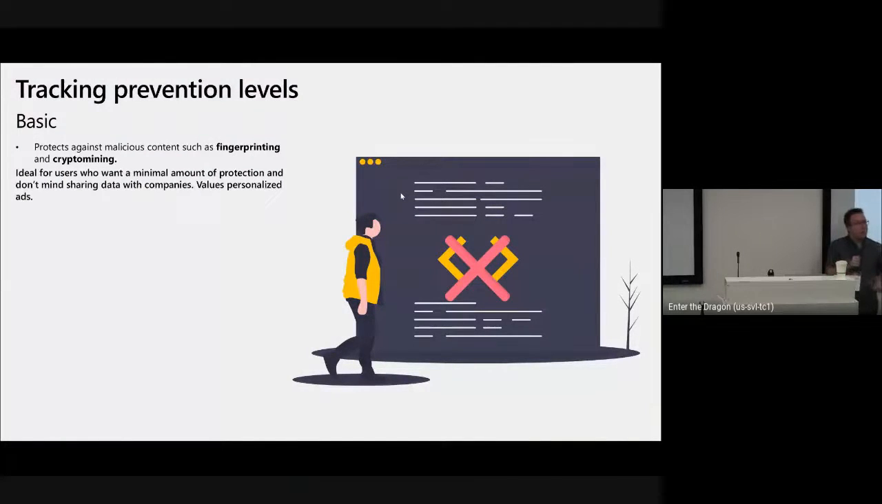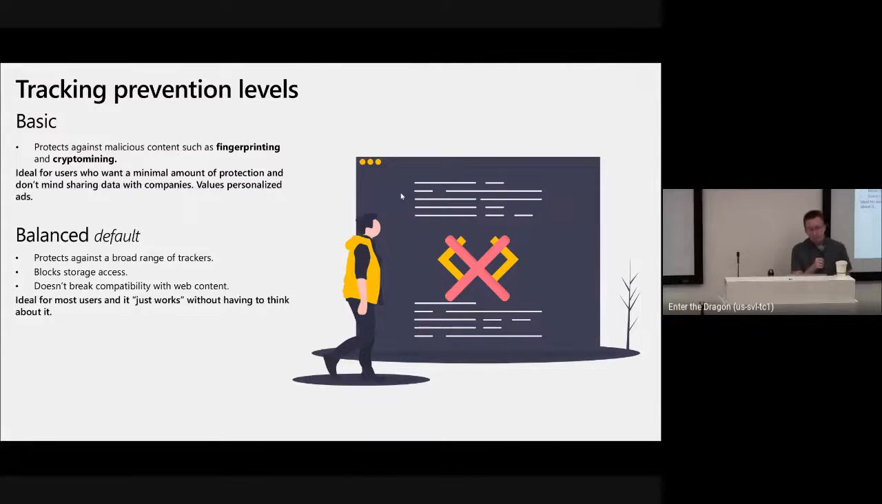We have 3 modes that we offer our users. One of the first modes we offer them is basic. This is for users who want a minimal amount of protection. We're going to protect them against malicious content such as fingerprinting and crypto mining. And this is for users who don't mind sharing their data with companies, and they even value personalized ads.